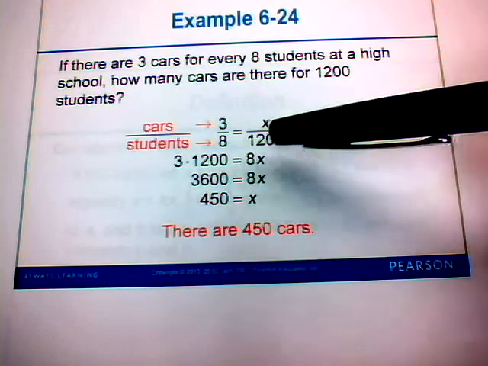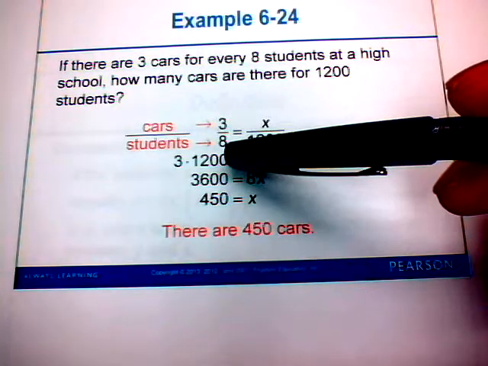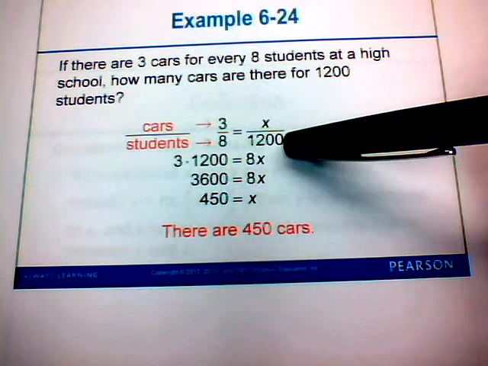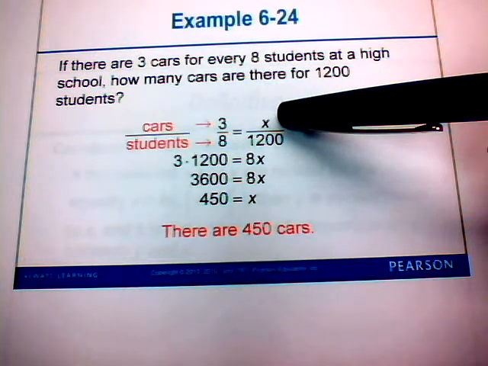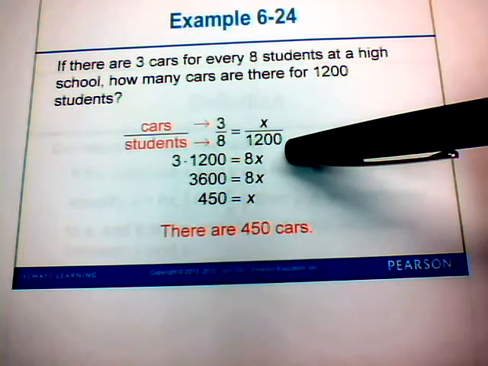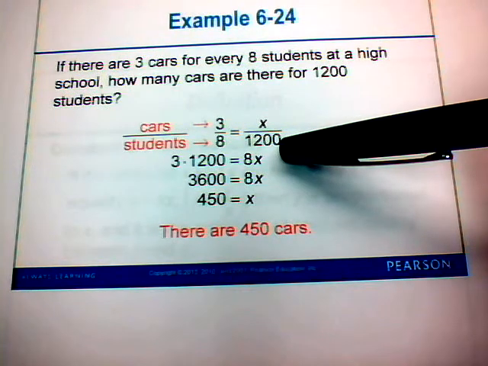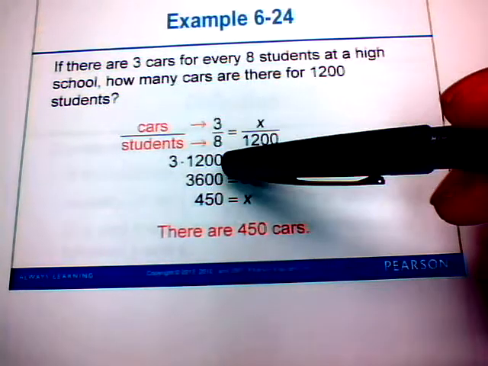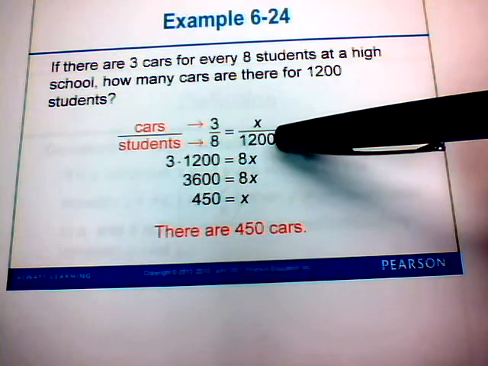That same ratio must be set up for the other side of the equation. Because if this is going to be cars to students, the other one must be cars to students. So we're trying to find out how many cars, which is going to be X, for 1,200 students. The 1,200 will be on the bottom, because the ratio on the right side of the equation has to be the same as the ratio on the left-hand side. So you have 3/8 equals X over 1,200.